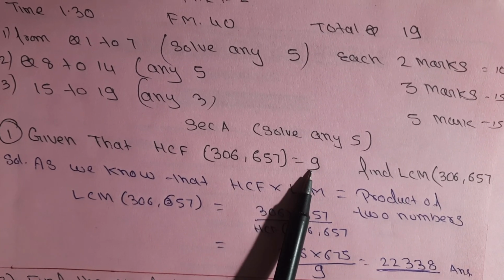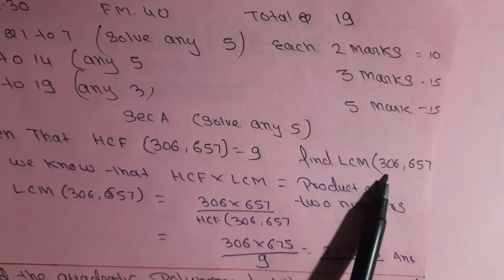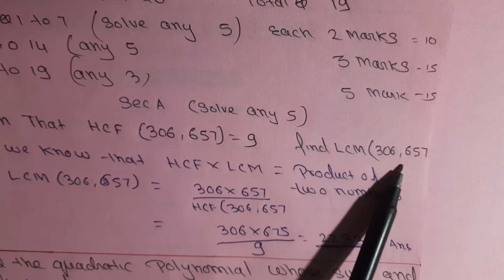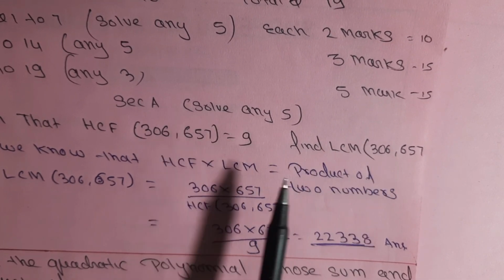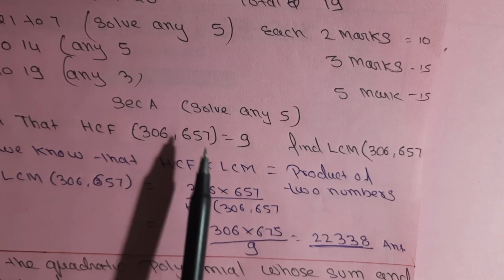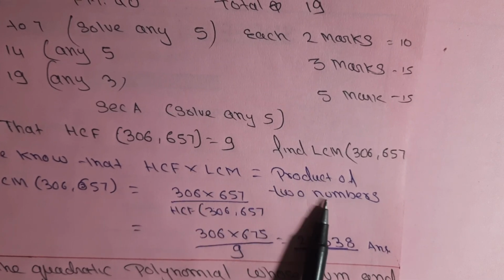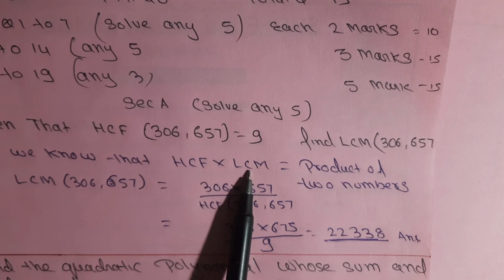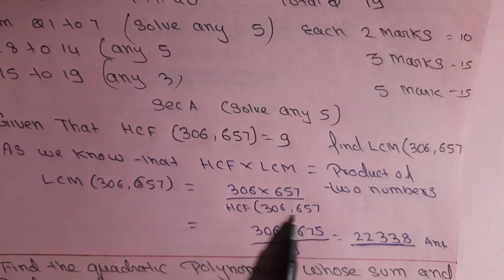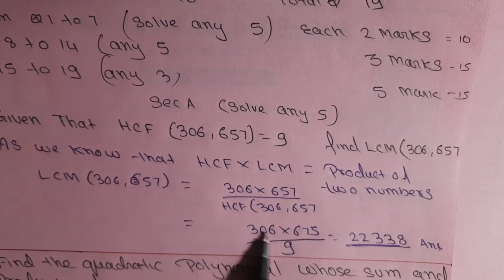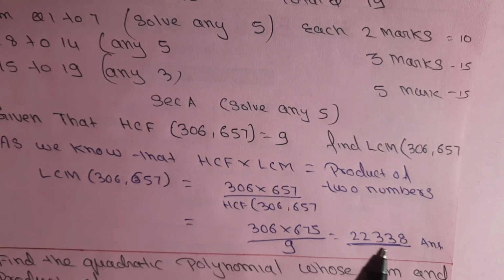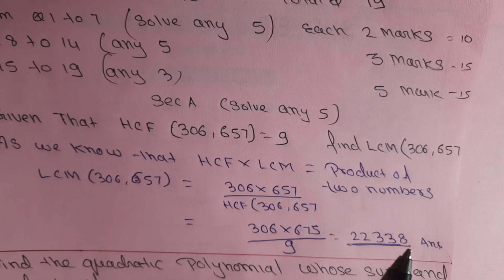The HCF of these two given numbers is 9, but we have to find the LCM of the same numbers. We know the pattern that HCF into LCM is equal to the product of 306 and 657. So LCM will be the product of the numbers divided by HCF. The HCF given is 9, so you multiply these two numbers and divide by 9, and you will get the LCM. LCM is 22338.